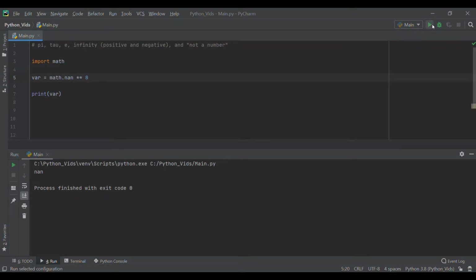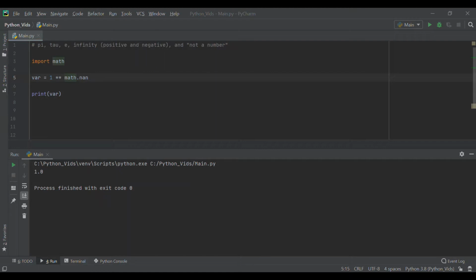Now you're probably sitting there thinking, oh, I know, it's going to give me not a number. If times 0 is not a number, then raised to the power of 0, anytime you throw it in, it's going to be not a number, right? Well, let's see. No, it gives you 1. And one more example, 1 to the power of math.nan. 1 to the power of not a number gives you 1.